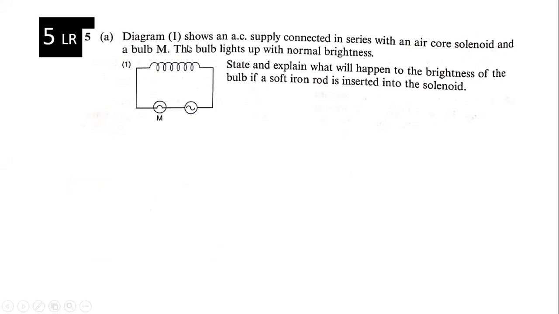The diagram shows an AC supply connected in series with an air core solenoid. This is a coil of solenoid, and a bulb. The bulb lights up with normal brightness. State and explain what will happen to the brightness of the bulb if an iron core is inserted into the solenoid. Okay, tell me what is going to happen if I insert an iron core into the solenoid.